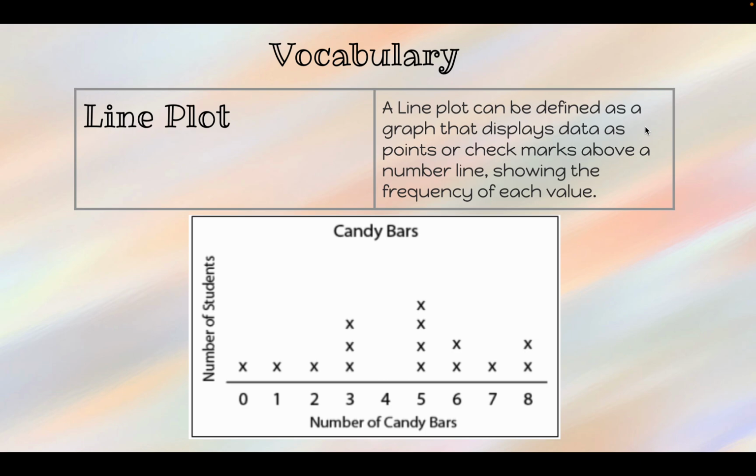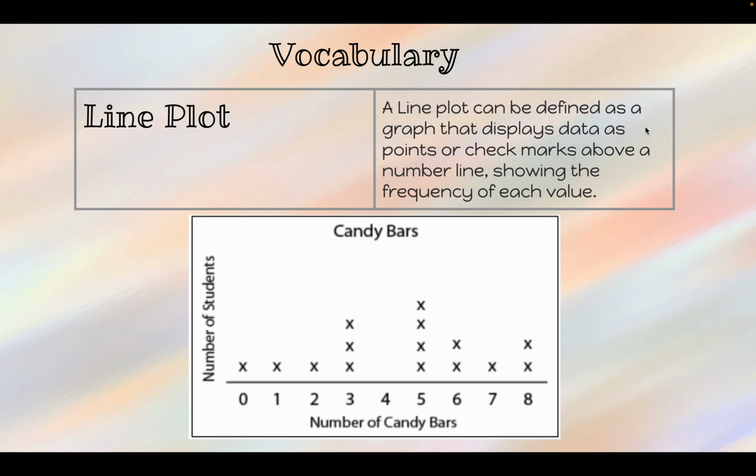The last vocabulary word is line plot. A line plot can be defined as a graph that displays data such as points or marks above a number line showing the frequency of each value. So a line plot is a line, and instead of writing numbers, they will use X's or sometimes dots to fill in the information. You can see that this example line plot has to do with candy bars. The X's are the number of students, and the bottom is the number of candy bars.